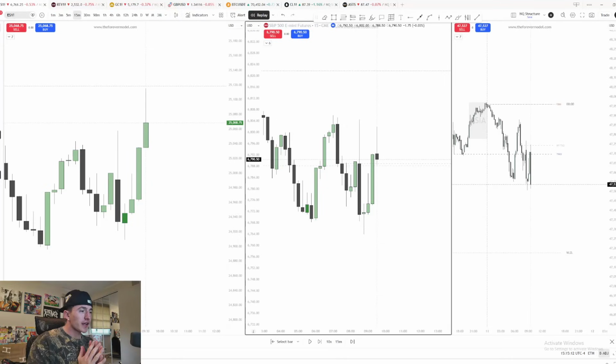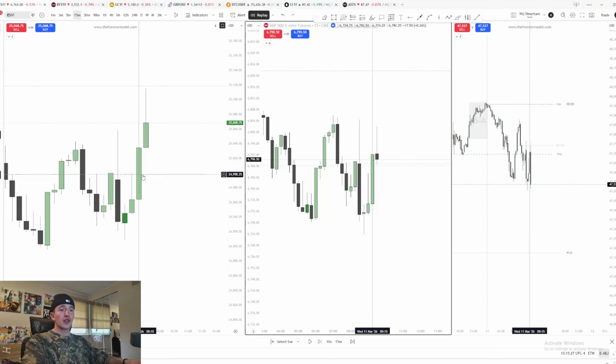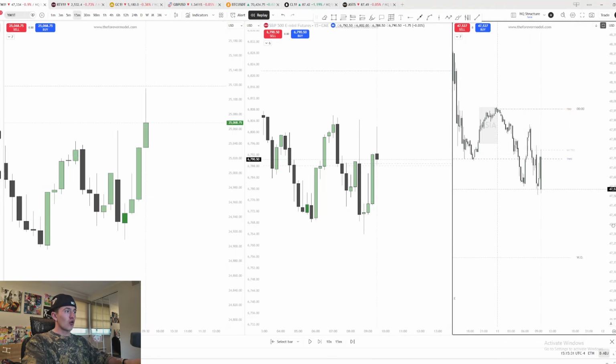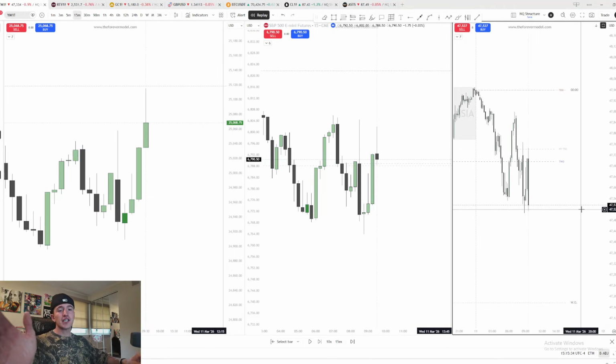Hopping right into the charts, this is going to be super simple. Honestly, one of the easiest strategies that you guys will ever see. You're going to be waiting for step 1 of the 3 steps. Step 1 is waiting for a fair value gap to form. Now, I'm looking at NASDAQ on the left, the S&P 500 in the middle, the Dow Jones on the right. I'm on a 15-minute time frame.